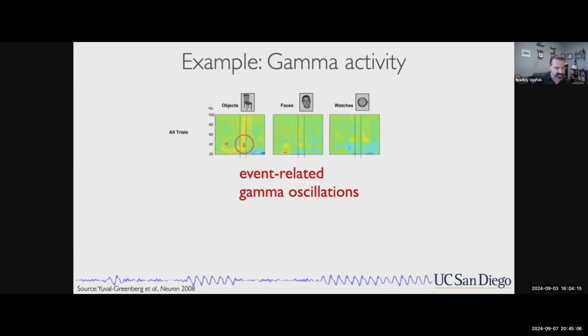So there's a lot of excitement around this time at oscillations in the sort of 40 to 60, 80 hertz-ish range, these gamma oscillations, and the potential mechanistic role of these gamma oscillations in coordinating neural activity and giving rise to perception. And so what Yuval-Greenberg and colleagues showed in this Neuron paper is that you get this nice, clear event-related gamma activity in the 40 hertz range, which replicates a lot of previous work, but for particular kinds of objects, not for everything.